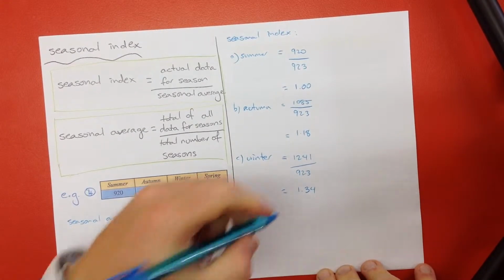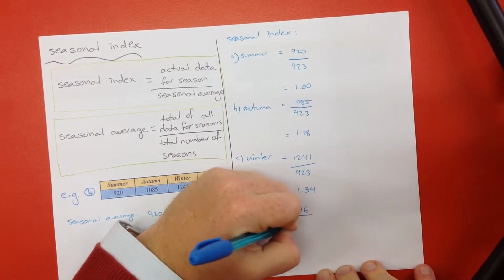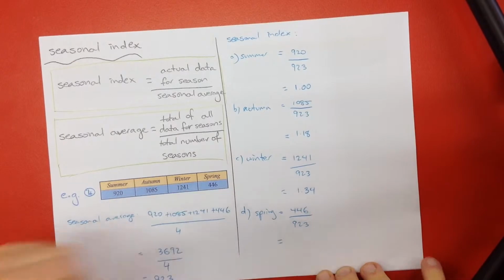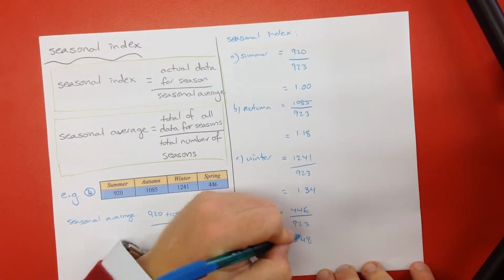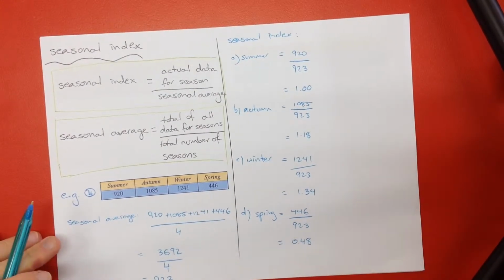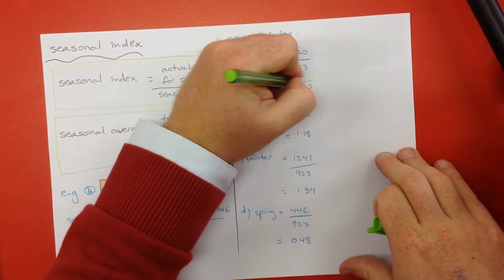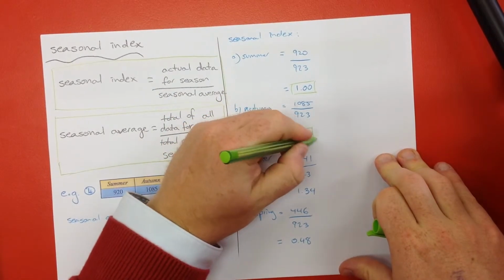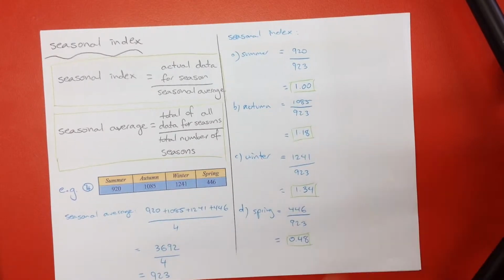And then D, our final seasonal index for spring, 446 out of 923. And you'd expect our seasonal index will be way less than 1, quite low. Turns out, in fact, it's 0.48. So that's 48% of the original, which is 52% less than the average. So I took 48% from 100%, 52% less. So our four seasonal indexes, I'll just make them really clear for you, are 1.00, 1.18, 1.34, and 0.48.